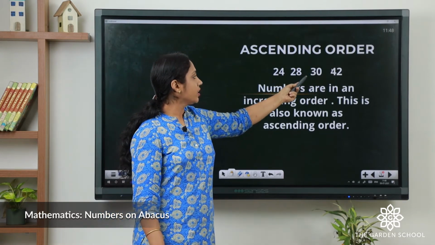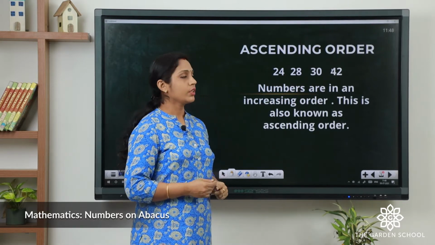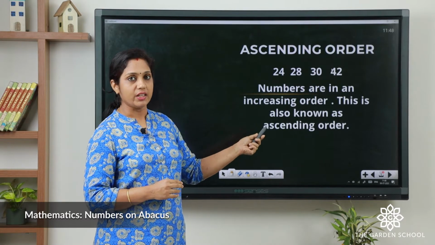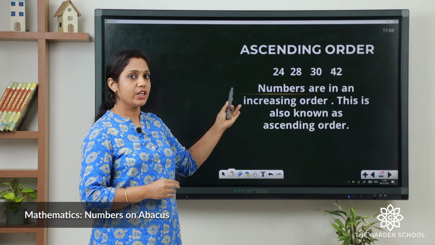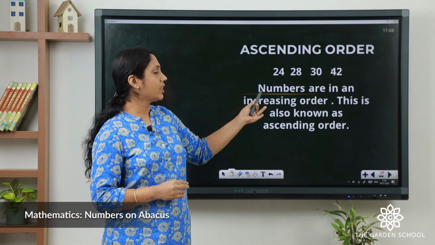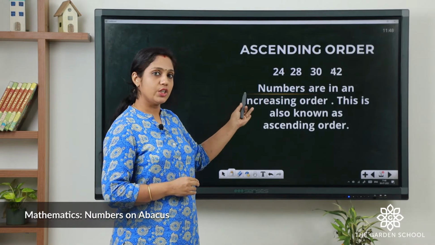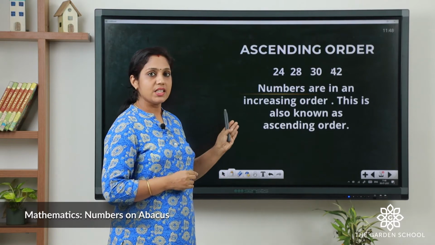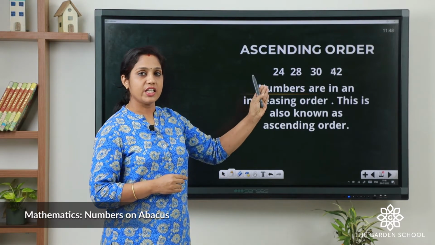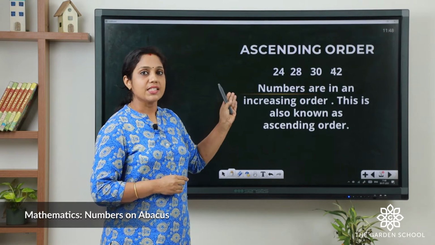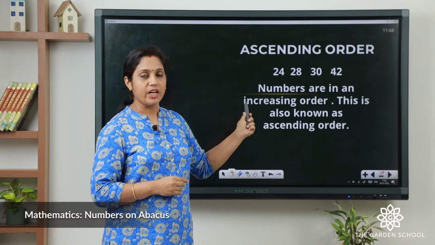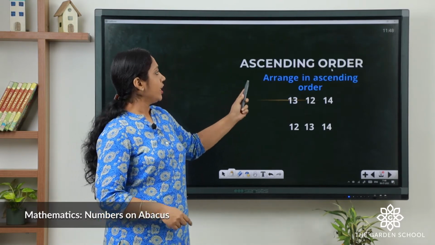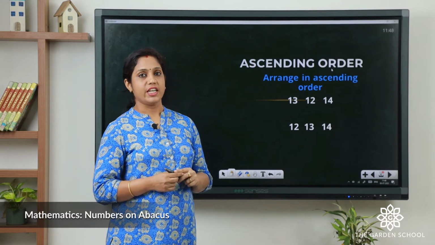24, 28, 30, 42. We wrote 24 first. The next number is 28. So 28 is bigger than 24. Next number is 30. 30 is bigger than 28. And then we have written 42. So we can say that these numbers are written in an increasing order. We can also call this ascending order. So the increasing order is also known as the ascending order. So here we can arrange these numbers in ascending order.